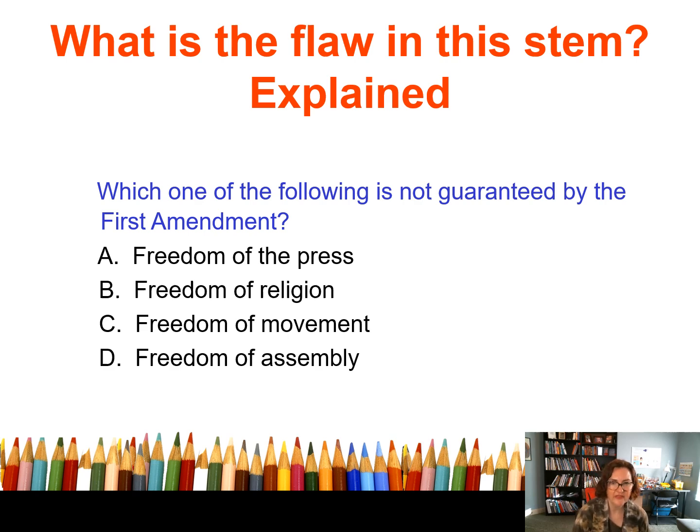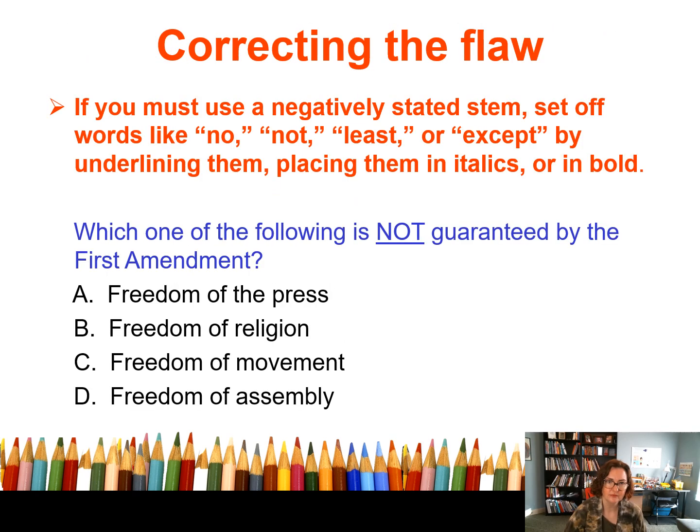Notice that one word in there? Not. You want to make sure that a student doesn't get a problem wrong because they missed a little word like not. If you have to use a negatively stated STEM, set off words like no, not, least, or except by underlining them, placing them in italics or in bold. That makes sure that students are paying attention to those little words that can have a big impact on what choice they make from the options.